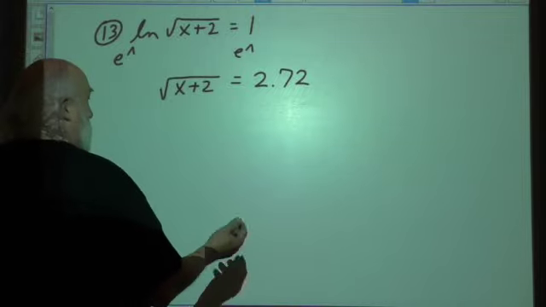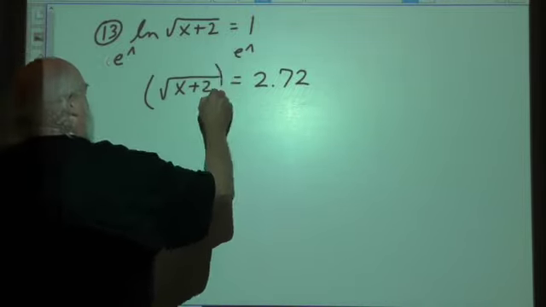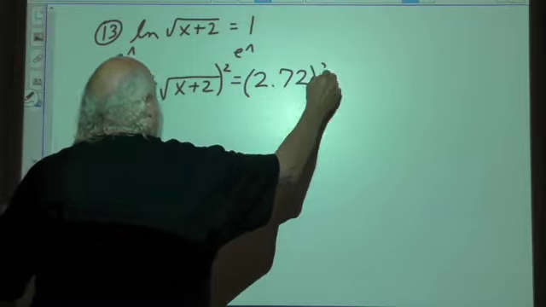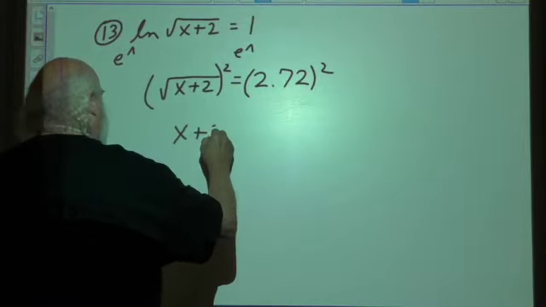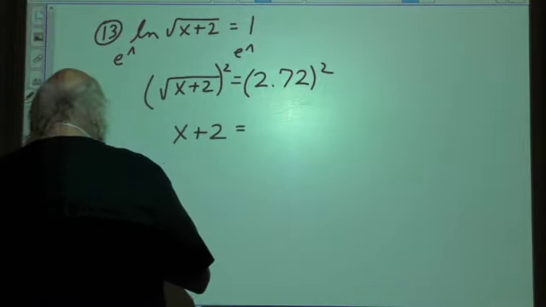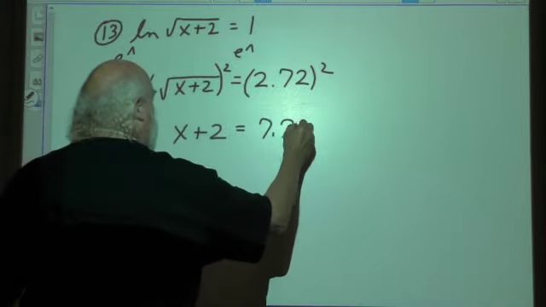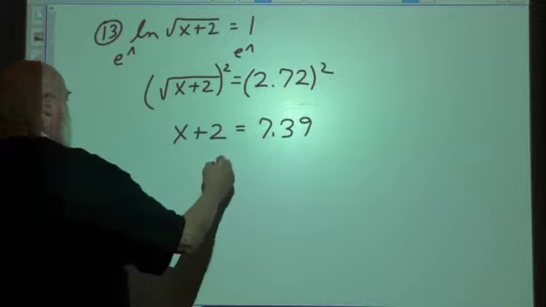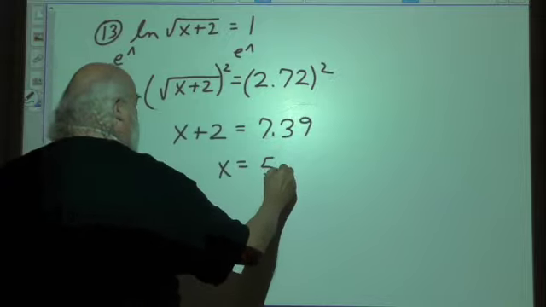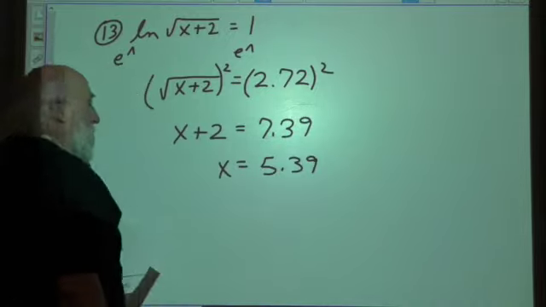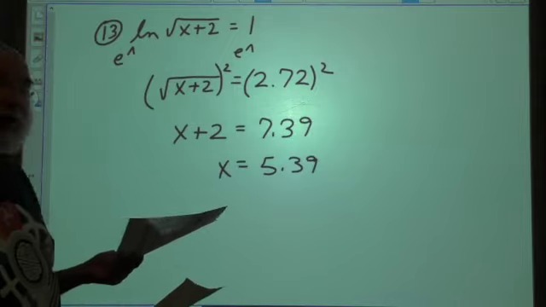So now to get rid of the square root, we square both sides. And we get x plus 2 is equal to 7.39. Subtract 2, and you get x by itself. Our answer is 5.39. And that's all there is to it.